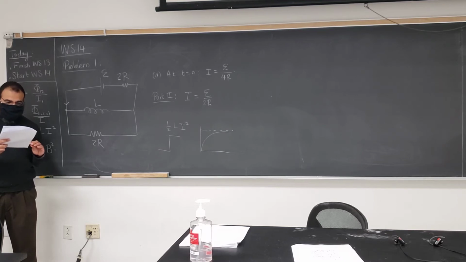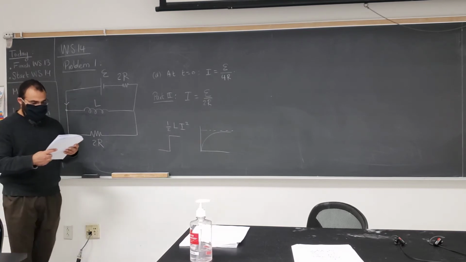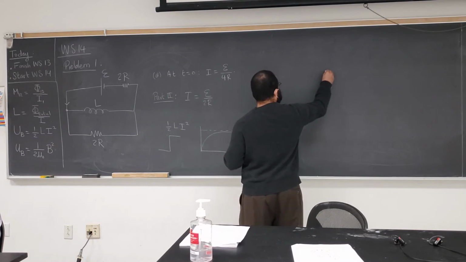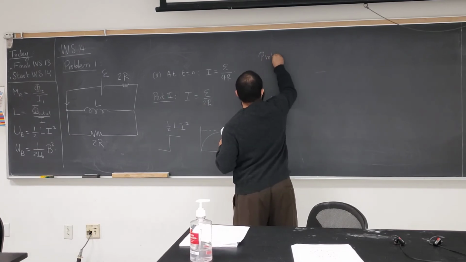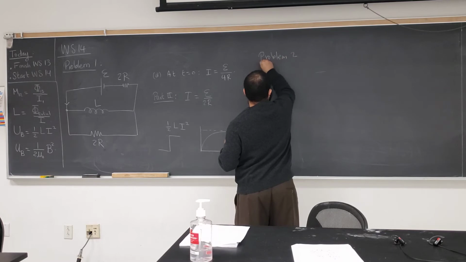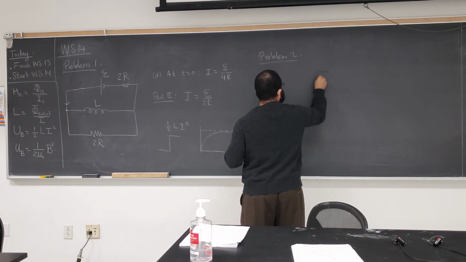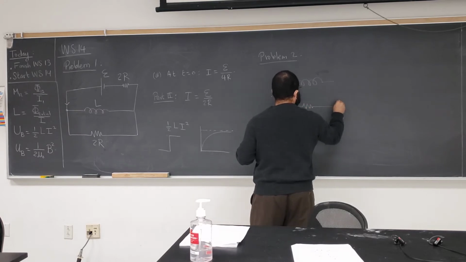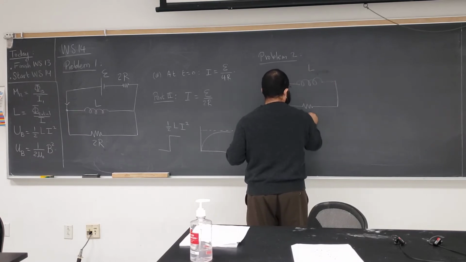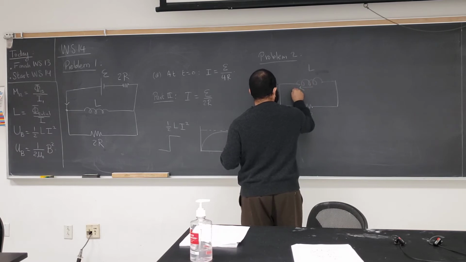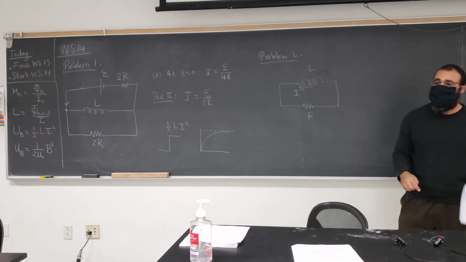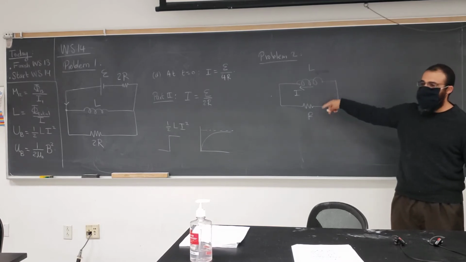Okay, let's go to problem number 2. Here's problem 2. You have your inductor, you have your resistor, and you're told the following. The current is going this way, right? Current going that way.